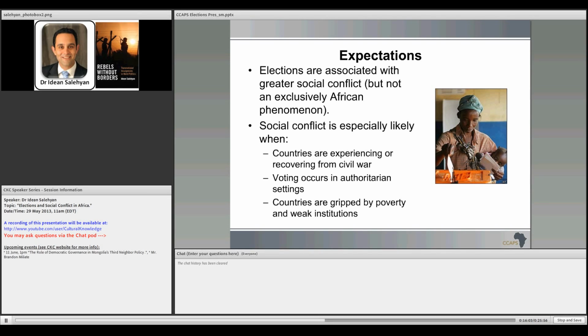We also argue that elections are going to be more fraught with difficulties in authoritarian settings. We've seen an increasing trend toward elections in authoritarian contexts. So these are cases like Zimbabwe or Uganda, in which elections are regularly held, but it's quite clear that the incumbent is going to win, and that the opposition is going to be harassed and perhaps faced with violence and intimidation. And also, finally, countries that are gripped by poverty and very weak institutions, very weak bureaucracies, judicial systems, policing systems, are not contexts that are conducive to elections.